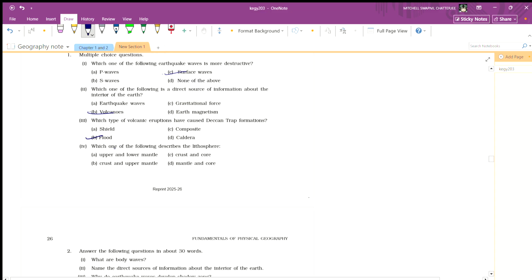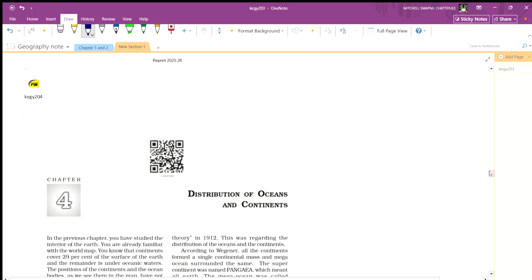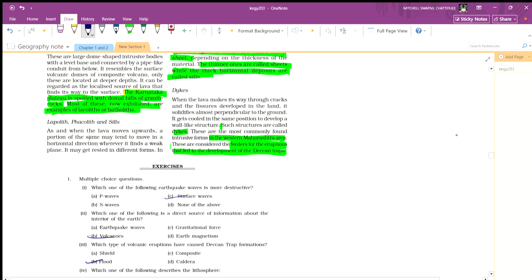Which of the following describes the lithosphere? The crust and upper mantle. Yes. What are body waves? It's completed. There's one more thing I want to show.